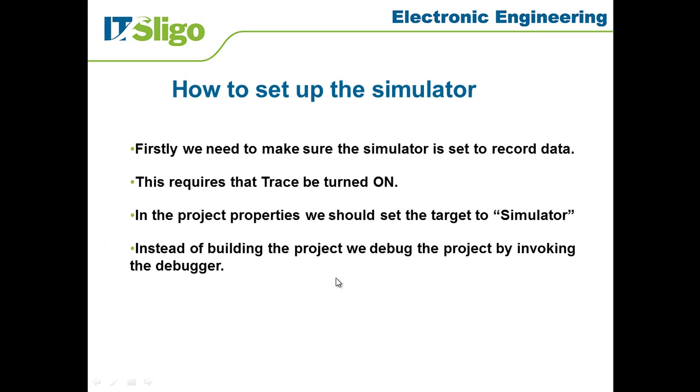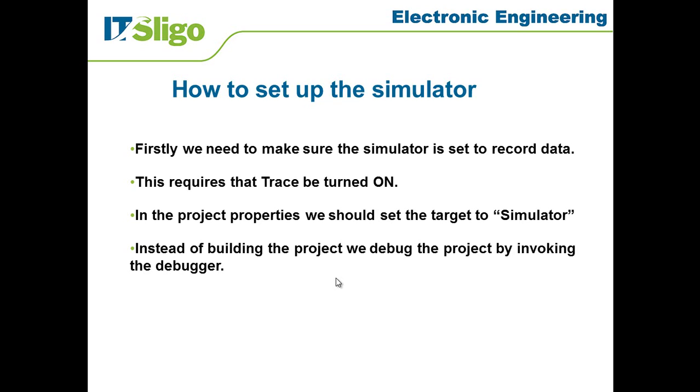So firstly, to set up the simulator, we need to make sure that the simulator is set to record data in the first place. In order to show us what's actually going on, it needs to be recording data as it's running. That wouldn't happen by default because it uses up quite a bit of space, so we need to turn it on. This requires that the trace be turned on, and I'll show you how to do that in one moment. The other thing is that in the project properties, we should set the target to simulator.